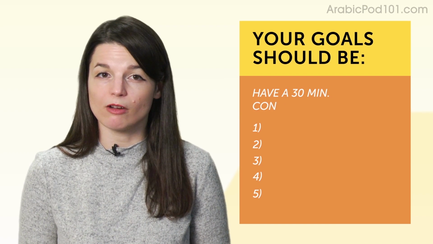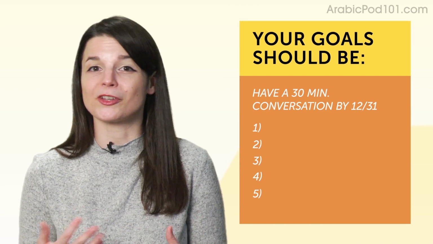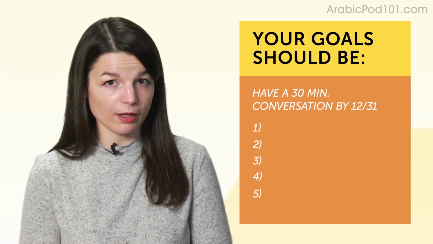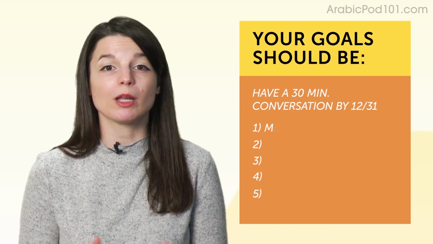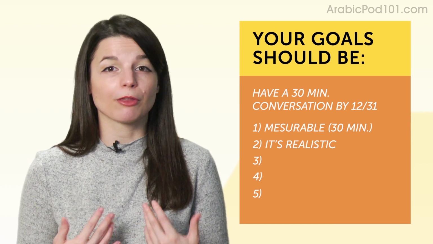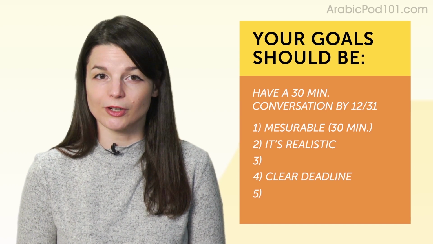Let's say my New Year's resolution is to have a 30-minute conversation in Japanese by December 31st, and not, "I want to learn Japanese one day, hopefully." Already, you can see that it's 1, specific and measurable. You can measure 30 minutes, right? 2, it's realistic. I'm aiming for 30 minutes, not fluency. There's a clear deadline, December 31st.